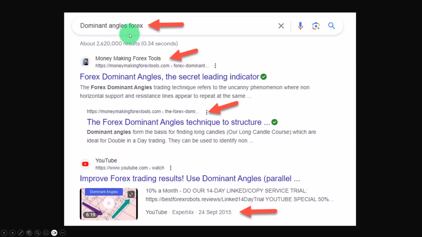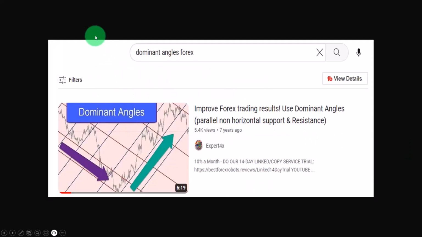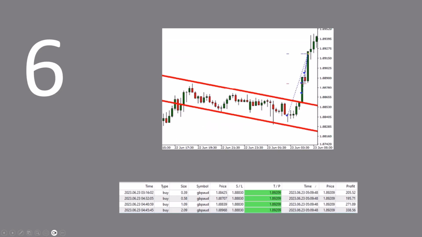And if you want more information about dominant angles, just go and Google. I mean, there we are. You just Google it, and what you'll see, that's actually my website, and this is my video. So you'll find a lot of stuff on Google, and you can even Google on YouTube. If you do the same search, you'll find a couple of videos on dominant angles.